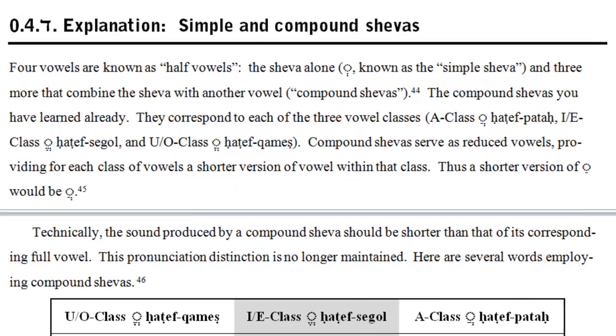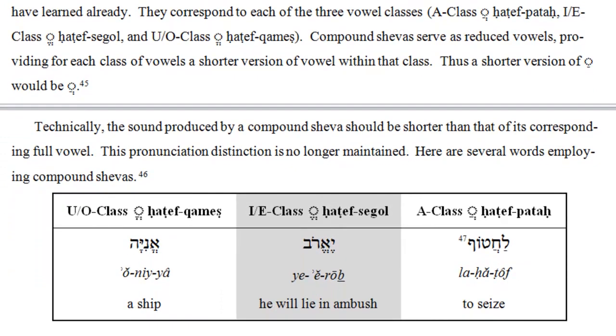Returning to the main part of Unit 0, we see several examples of words with the various compound shava vowels. So, for example, beginning on the right, lachatof, ye'erov, oniyah.